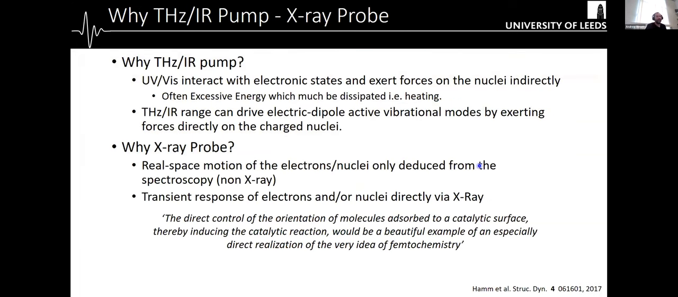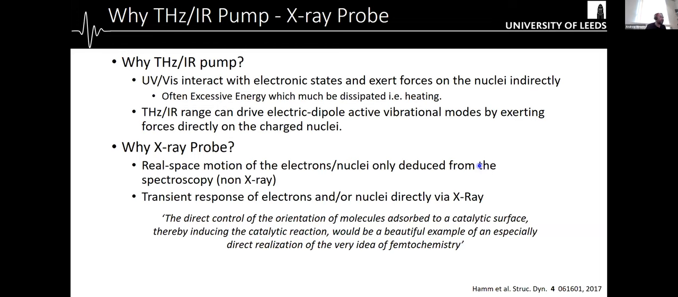So in particular, with a terahertz and an IR pump, as an alternative to an optical pump. In an optical pump, what you're doing is you're interacting with electronic states, and that exerts forces on nuclei indirectly. So what you often do is you put a whole load of energy in and hope for the best. And in some cases, that just causes a large amount of heating that you maybe don't want.